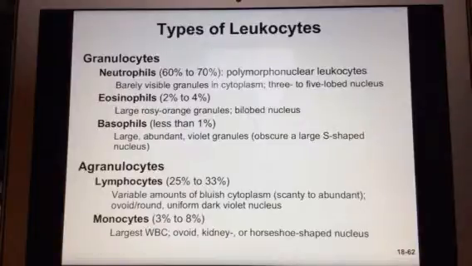And then the two types of agranulocytes are lymphocytes, which make up 25 to 30%. They have bluish cytoplasm, and they have a uniform, round, dark nucleus. Then the monocytes are the largest white blood cell, but they only make up 3 to 8%. And they do have, again, a horseshoe-shaped nucleus. Now, they will look different than the eosinophils, and we'll see those differences on pictures coming up in just a minute.